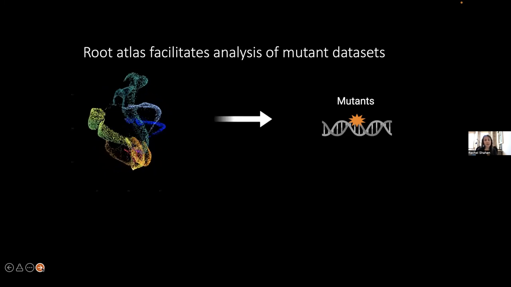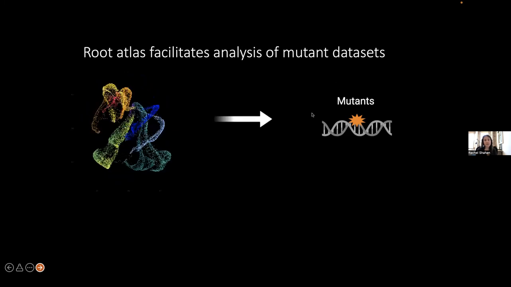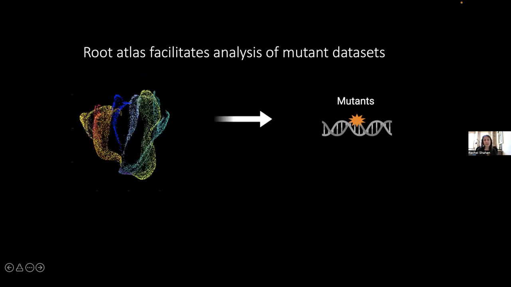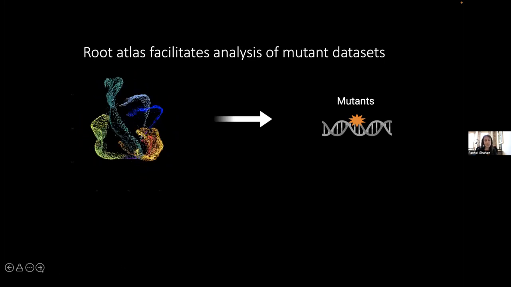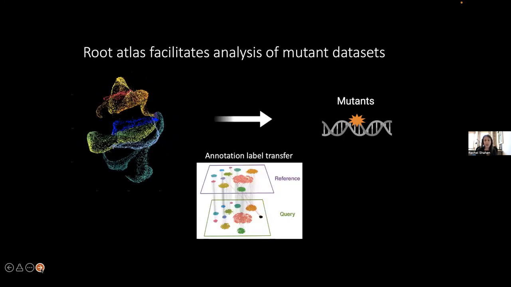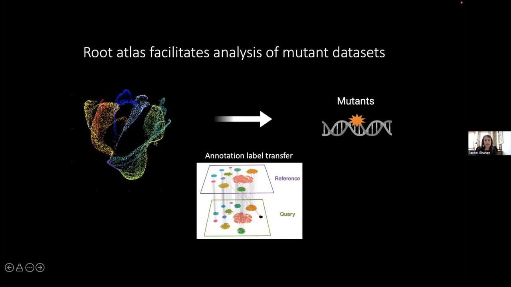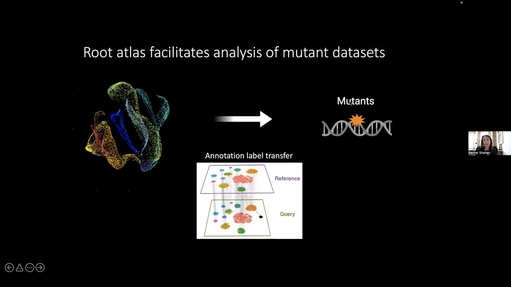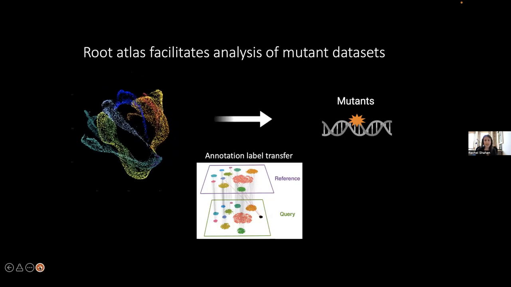wild type root development, I was also interested in using the atlas, developing this as a resource to inform new data sets, and in particular, smaller data sets and data sets that are derived from developmental mutants. So the tools to do this already exist from Rahul Satija's lab in the Seurat pipeline. So essentially you can take the annotations from the atlas, the cell type shown here, developmental stage, pseudotime, and transfer them over to data sets generated from developmental mutants in my case.